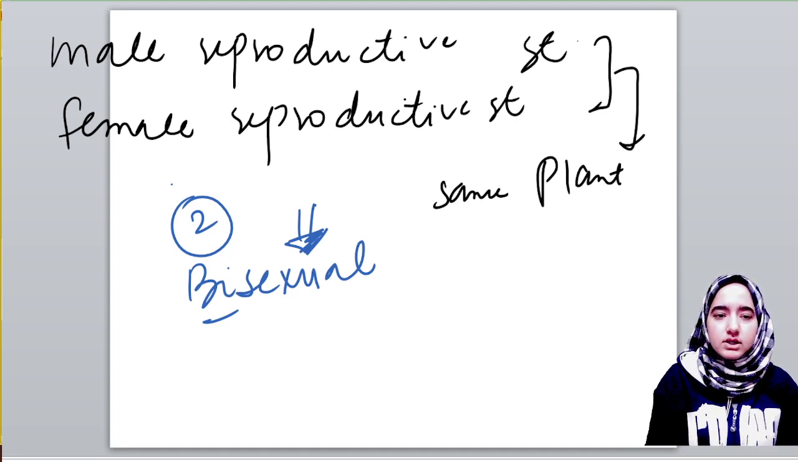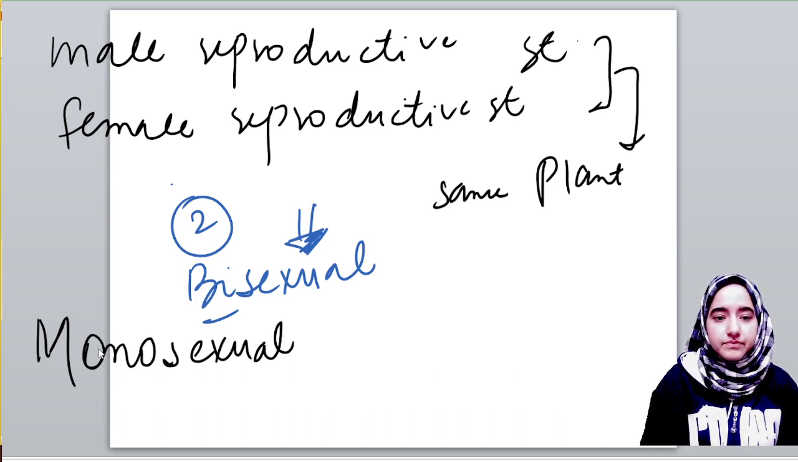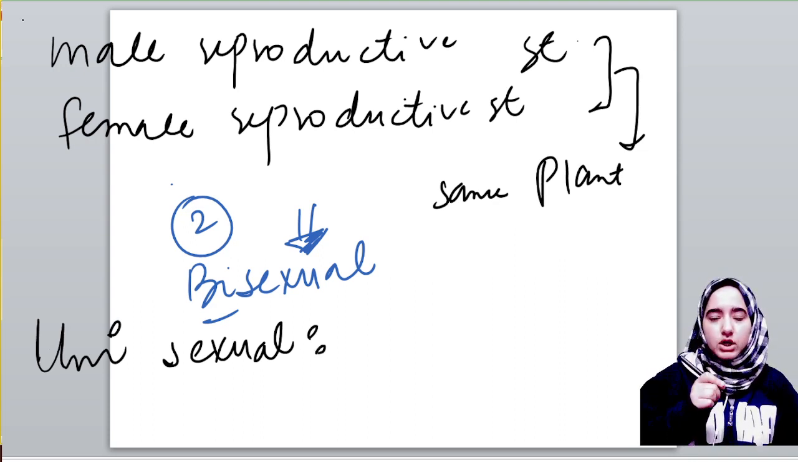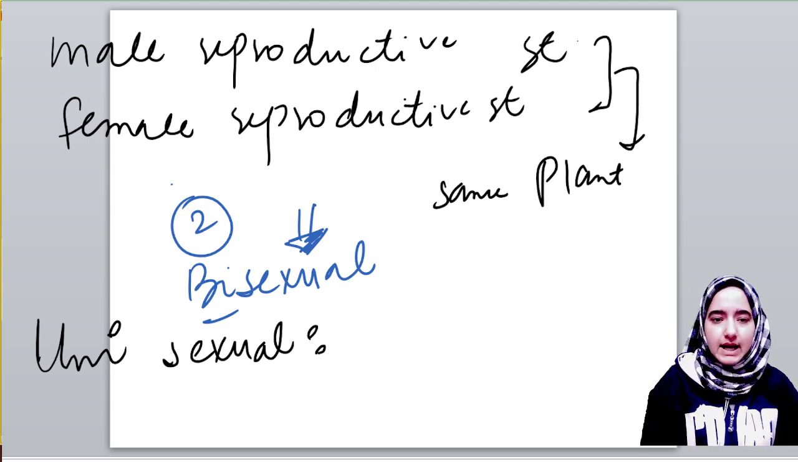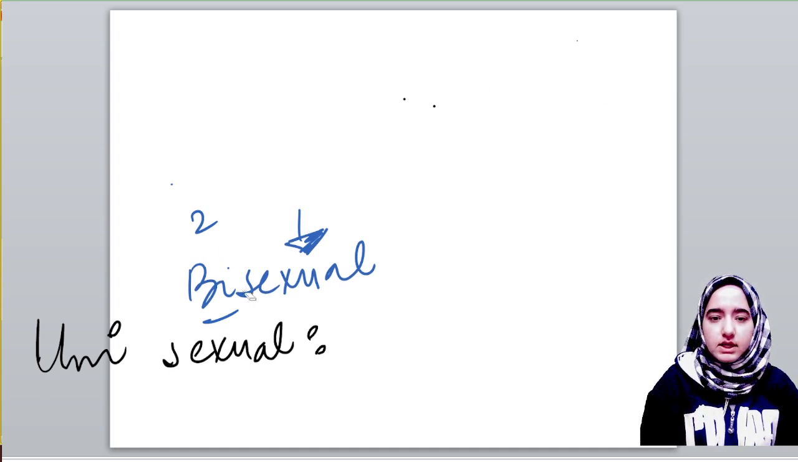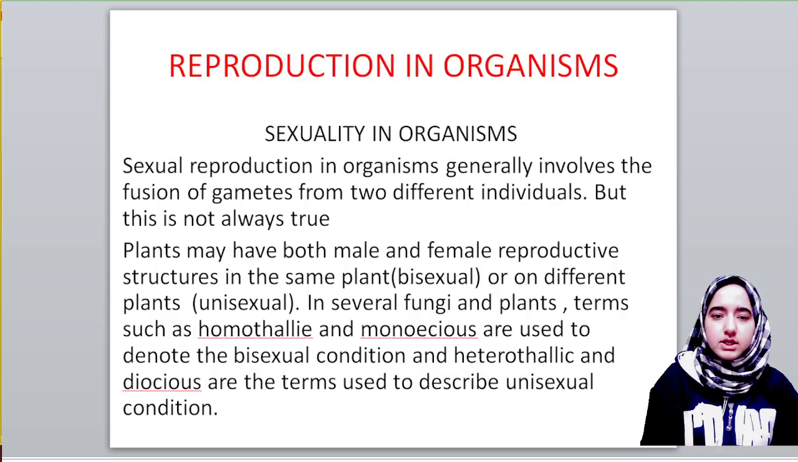In contrast we have unisexual. Unisexual plants are those in which the male reproductive structure and female reproductive structure are in different plants. I hope this concept is clear. We were talking about plants. In plants we have either bisexual or unisexual. Bisexual means that both the sexes, male and female, are present in the same body, and unisexual means they are present in different bodies, two different bodies.